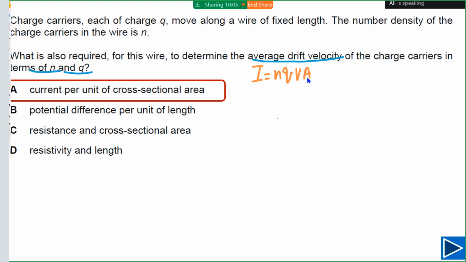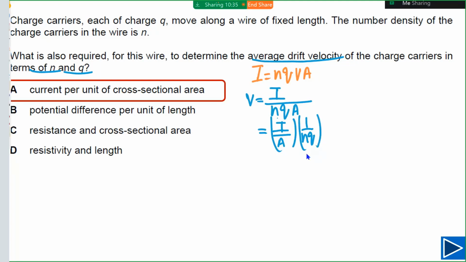So we need to calculate v. We can make v the subject. You can rearrange this, and we can write v is equal to I over nqA. So this is how you can rearrange. But n and q are given to us, so we can rearrange again. We can simply write I over A times 1 over nq.